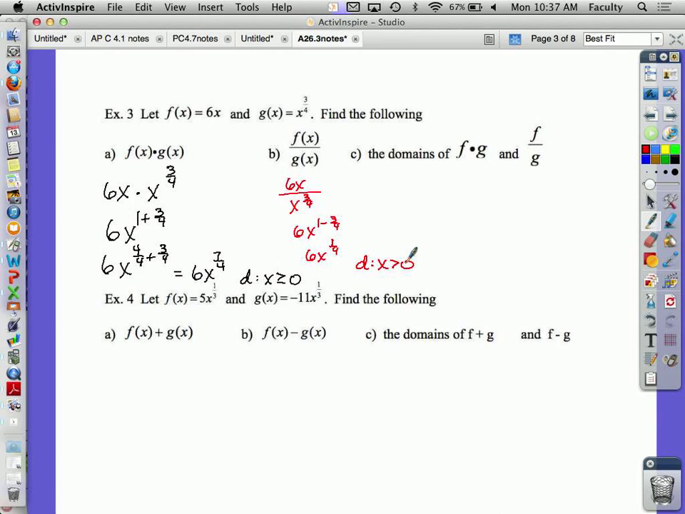Alright, example 4 says f of x is 5x to the 1/3 and g of x is negative 11x to the 1/3. So if I want to add them, it is going to add nice and easy, and it will subtract easily as well.